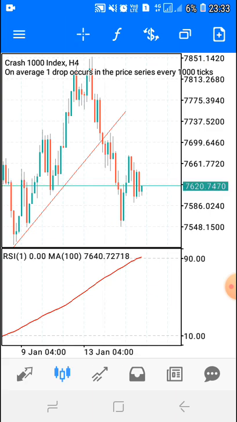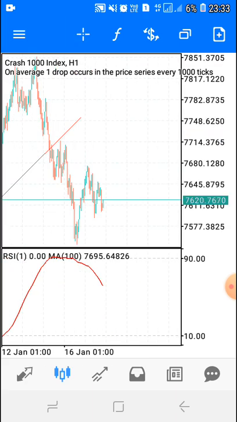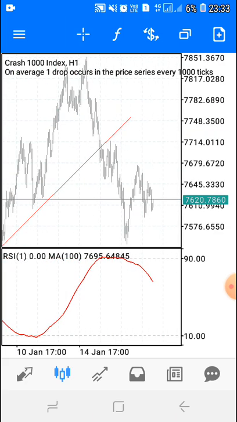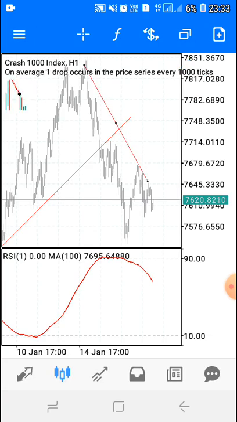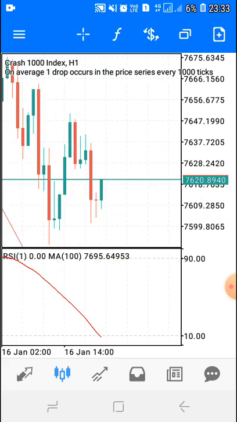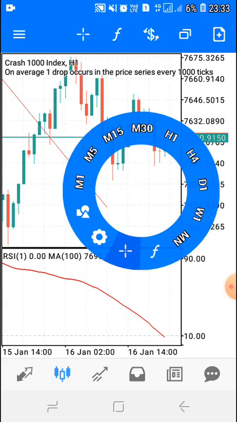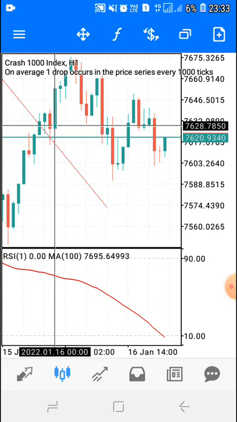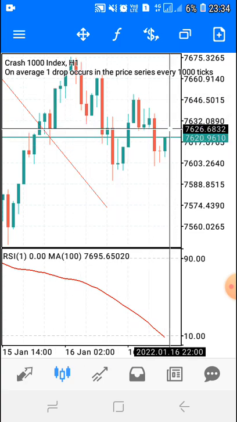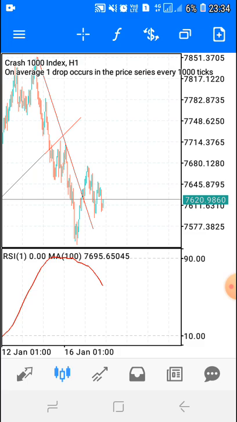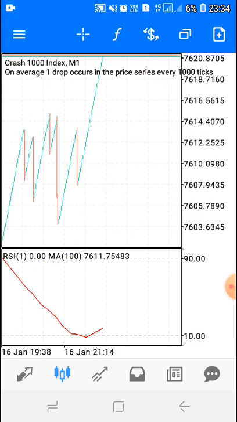So on Crash 1000, we want to look for if the market is going in an uptrend. But we can currently see that the market is moving in a downtrend. But on the 1 hour time frame, what we can see is that the market is moving in an uptrend. So check this out. You guys see? The market decided to break out of this trend line, came down, moved up again. As you guys can see, it's moving up again, right?